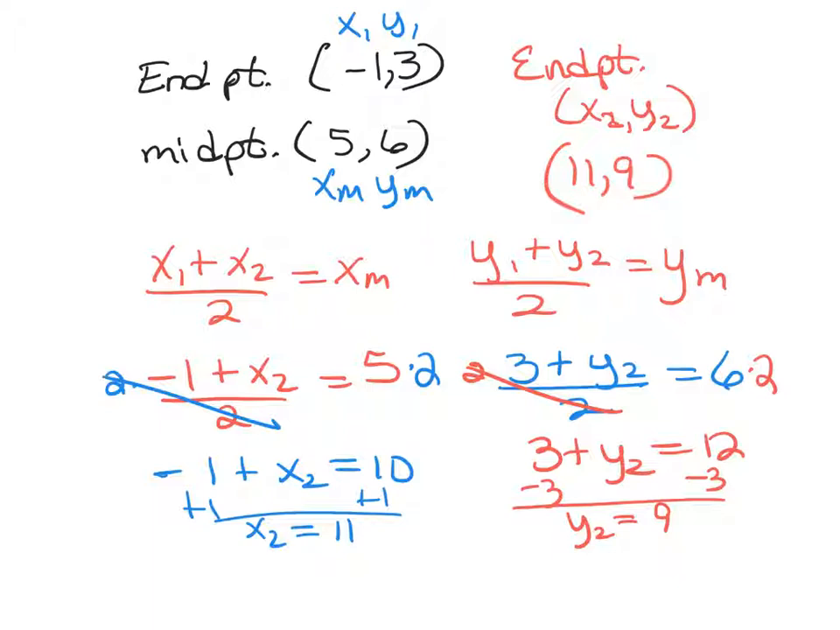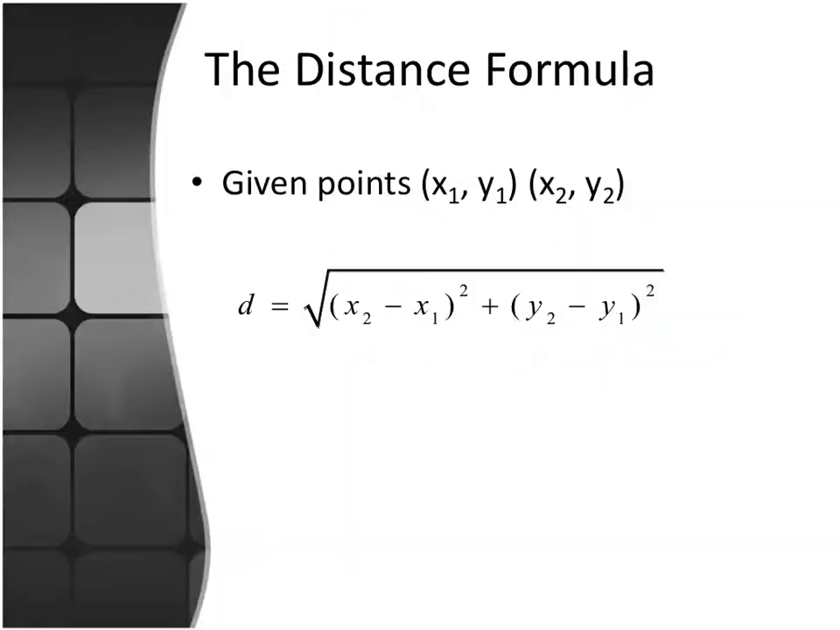Let's practice with the distance formula. Again, all you're doing is memorizing the formula and then plugging in the ordered pairs that are given. Pretty good on this example? All right, the distance formula. Okay, so x2 minus x1 squared plus y2 minus y1 squared. And then you square root your answer.